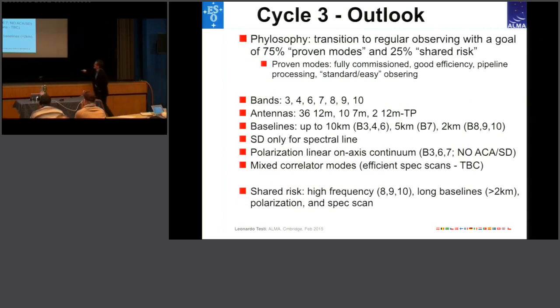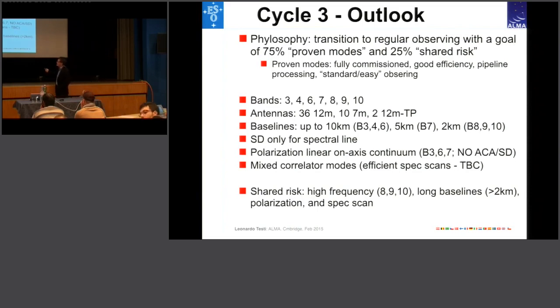What will be possible? The key capabilities are these. This cryptic band 3, 4, 6, and so on means that we will observe at wavelengths from 3 millimeter, 1 millimeter, to 850 micron, and so on, up to 350 micron. So that is the range of wavelengths. We will have a good collective area with 36 12-meter antennas, most likely, and baselines up to 10 kilometers in the short wavelength frequencies, and up to 5 or 2 kilometers at band 7.